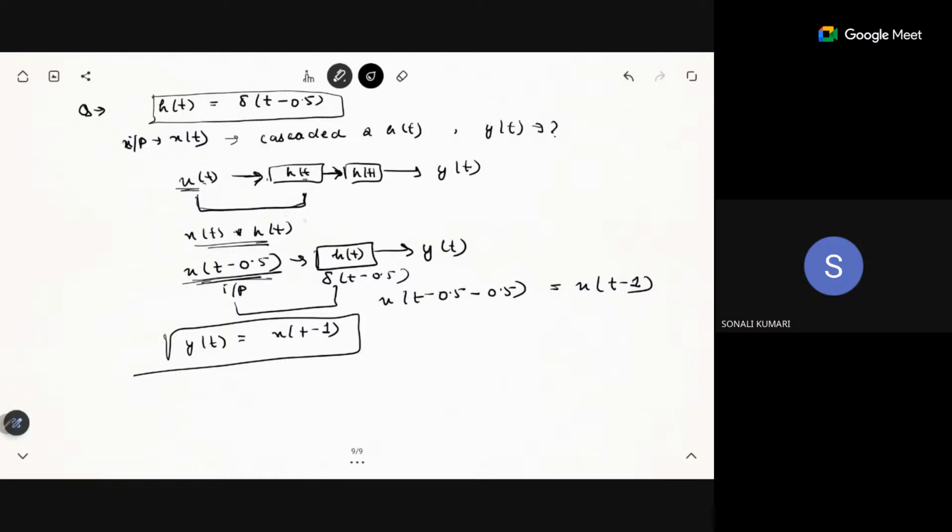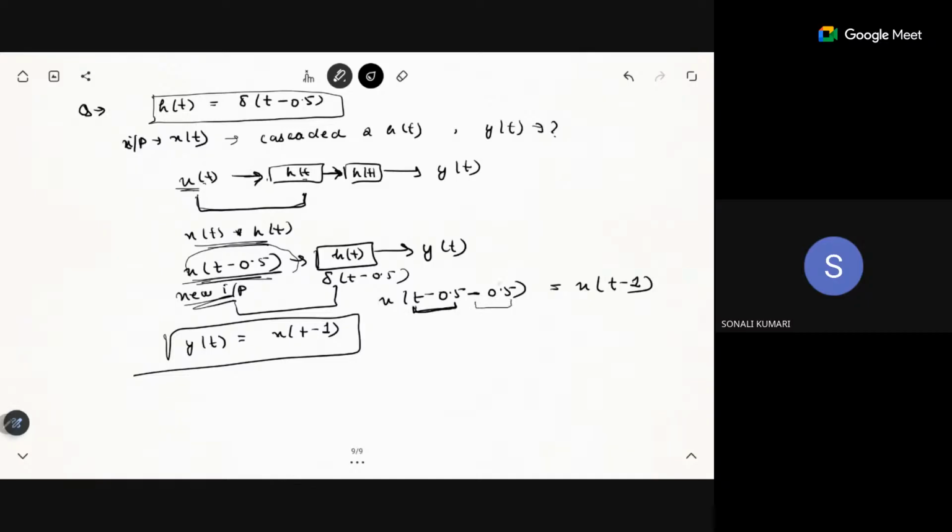So h(t) is nothing but the shifted delta function. So we are getting this directly, x(t minus t naught). T naught is 0.5. Now this becomes my new input, which is again convolved with h(t), which is delta(t minus 0.5). So this again follows that property. So this is your input, and we are again using that property.